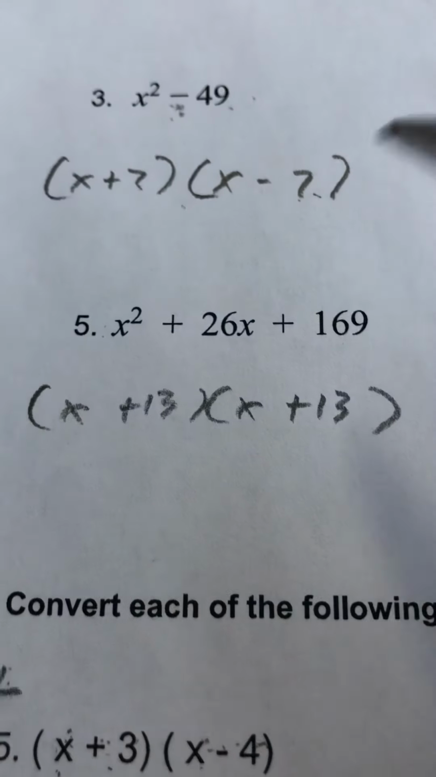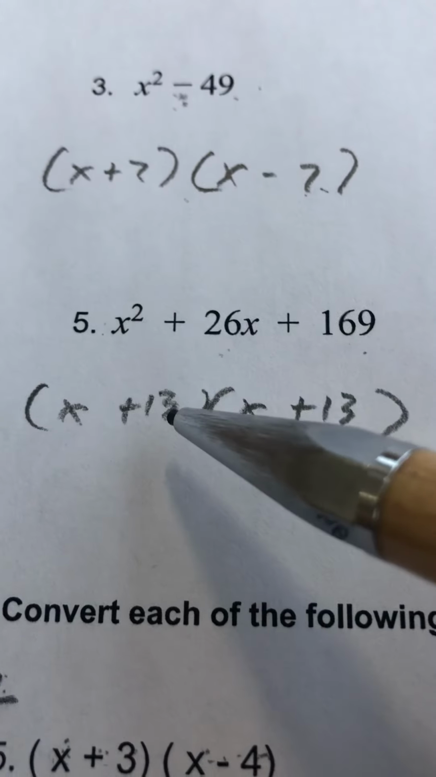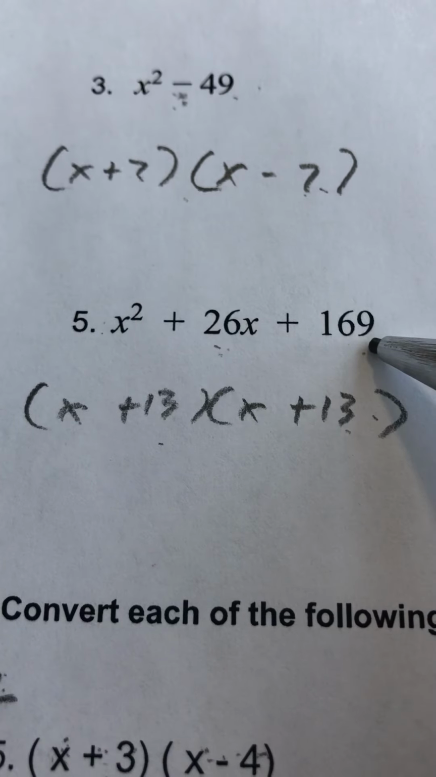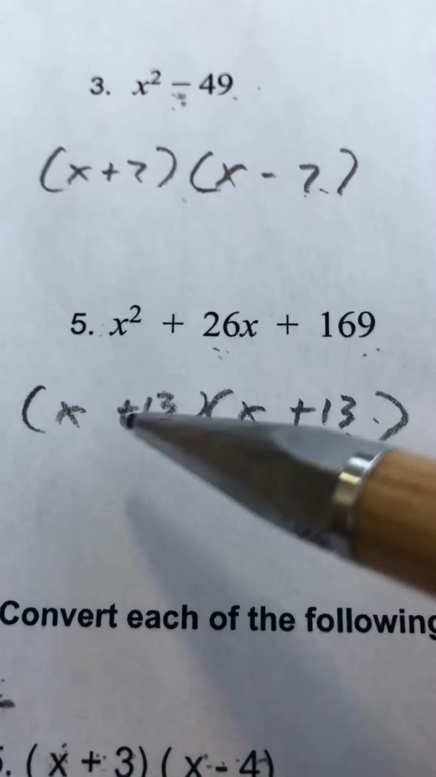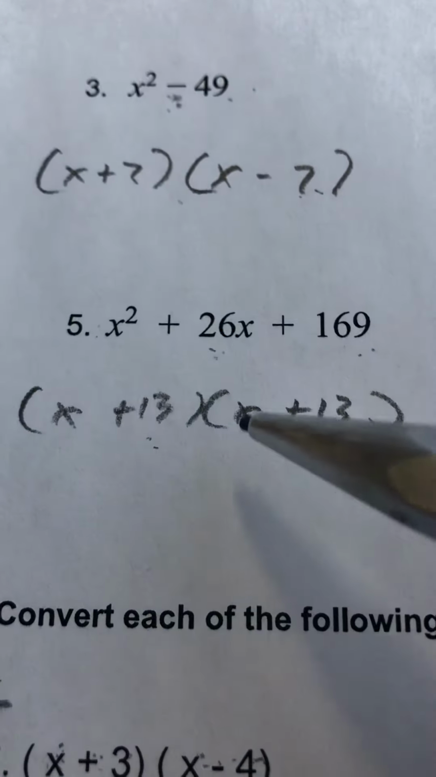And then for number 5, I had to think of numbers that would add together to get 26 and multiply together to get 169, and that would be 13. And they're both positive. And so it would be x plus 13 and x plus 13.